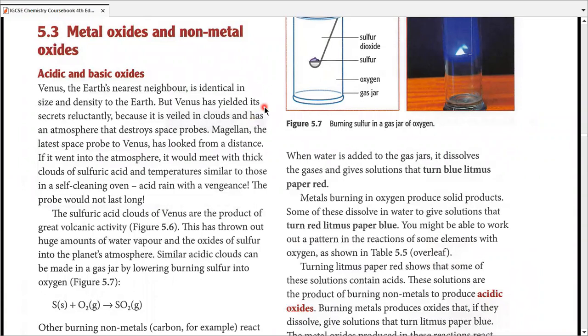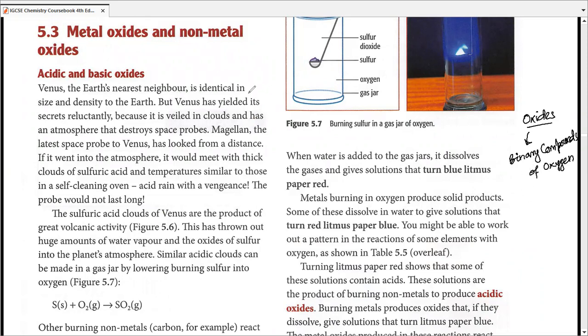5.3 metal and non-metal oxides. Let's start with the basic word oxides itself. Oxides are actually binary compounds of oxygen. When I say binary compounds, binary means compounds that are made up of two elements. Of course, as the name oxide suggests, one of those elements forming the compound would be oxygen. The second element can be anything.